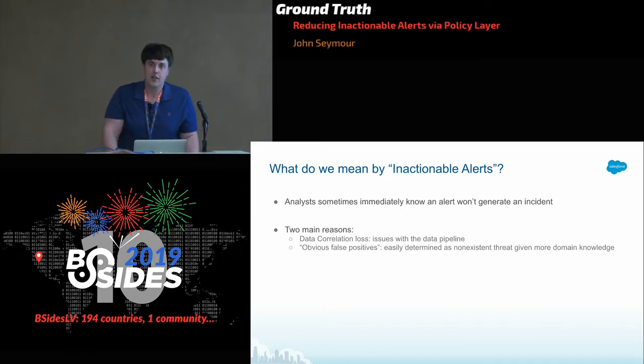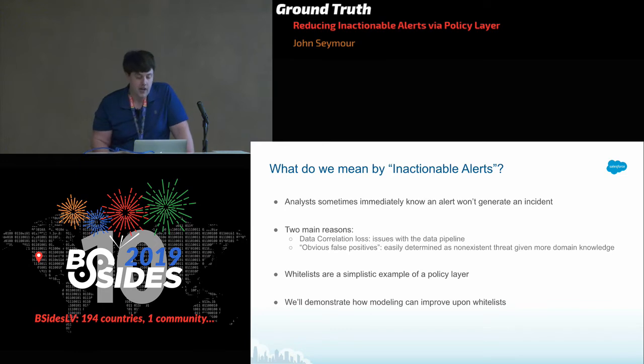Contrast this with obvious false positives, where the model is not able to capture the complexity of the instance, where the activity can easily be determined to be a low priority or non-existent threat to the business, such as a model alerting on beaconing to a company-owned resource.